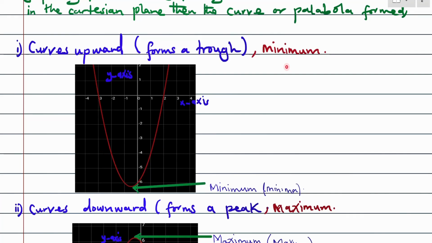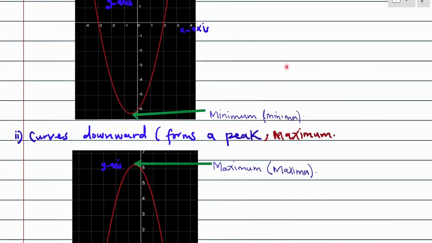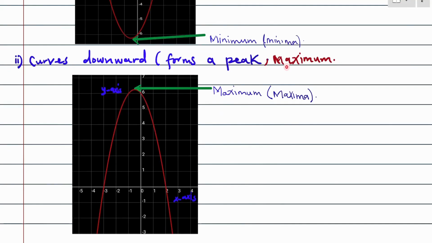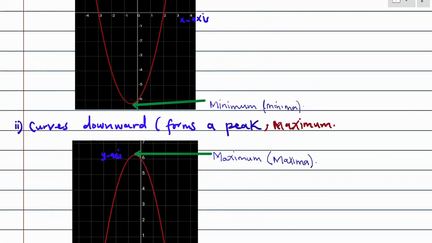Then case number 2: the curve goes downward, or forms a peak. When it forms a peak, it has a maximum value, or a maximum. When you look at this graph, the parabola curves, as you can see, thereby forming a maxima at this point here. It can be called the maximum value or maxima of that graph, or of the quadratic equation whose parabola has been presented graphically. So we have two conditions in here. We have case number 1.